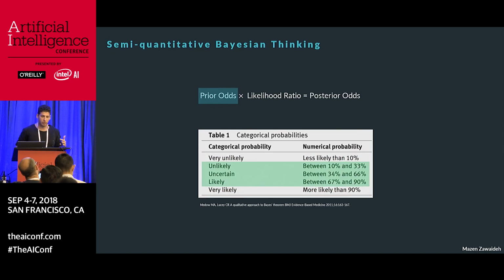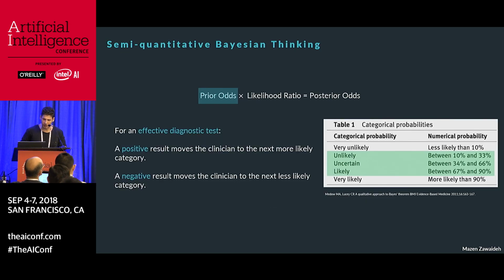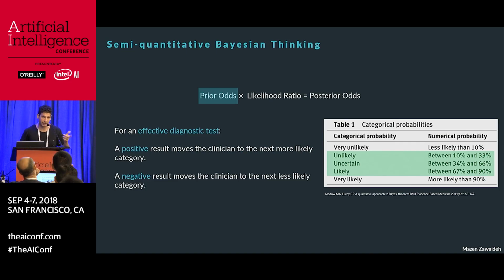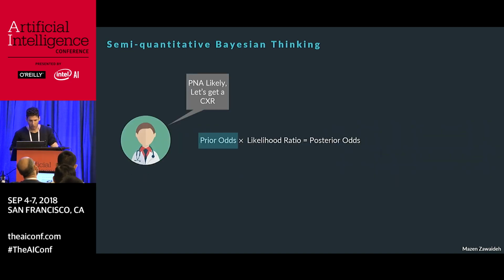The sweet spot for you guys, though, is where the clinician says, you know, I'm not really sure. It's this kind of indeterminate range. And that's where further testing can help change a clinician's belief. So for an effective diagnostic test, this is kind of a useful rule. A positive test result should move you to the next more likely category, and negative results should move you to the next less likely category. And I'm going to show you later how you're going to quantify that when you're building an application, basically.